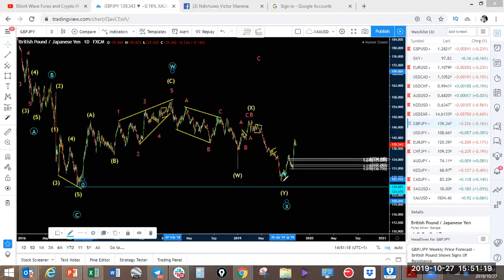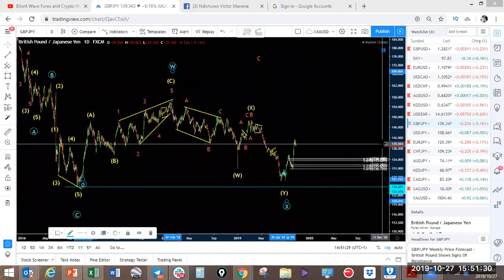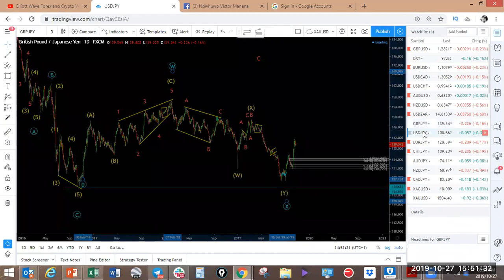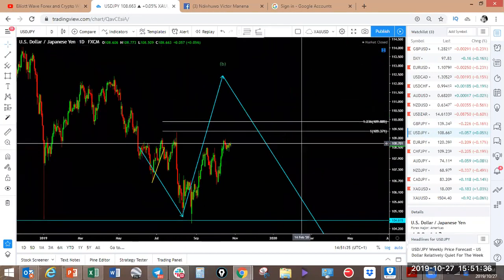I wanted this to come and break lower here. We had over 900 pips traded from this level to this level, and you'll see all those trades I showed you during this webinar. Okay, US dollar yen.